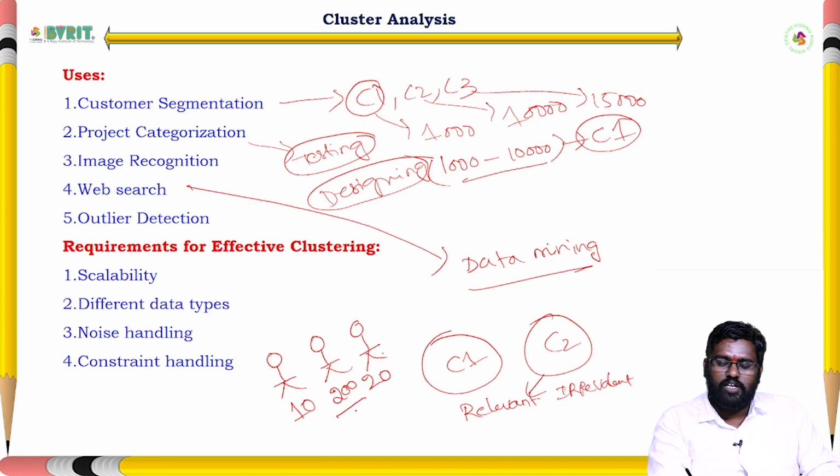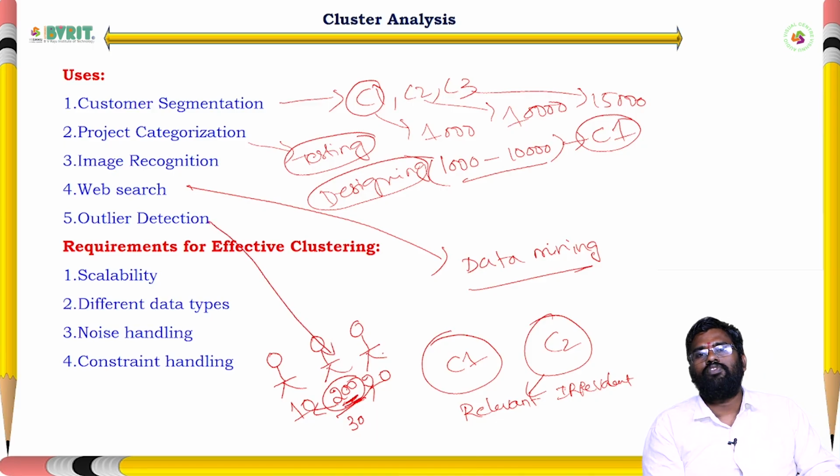Actually, this person is purchasing only 30, but by mistake they typed 30 as 200. So this outer value, this 200, is not near to 10 and not near to 20. This type of thing is called an outlier, an out-of-boundary or out-of-region value. We need to treat that as outlier detection.